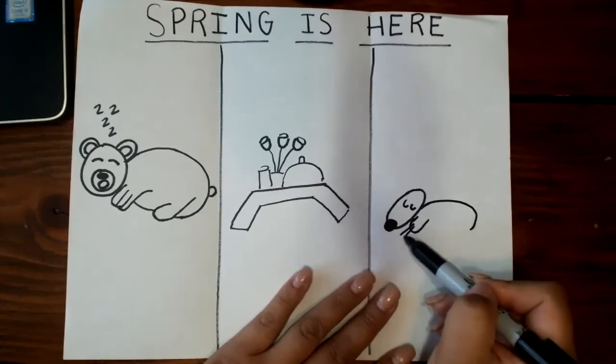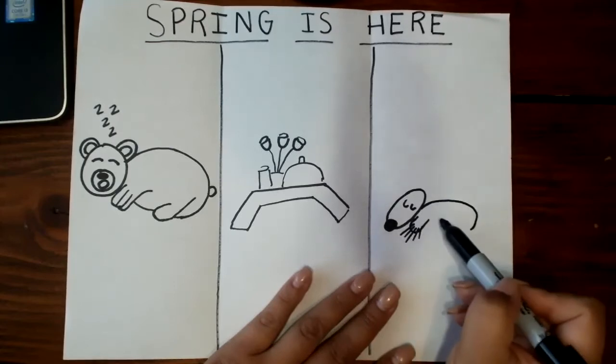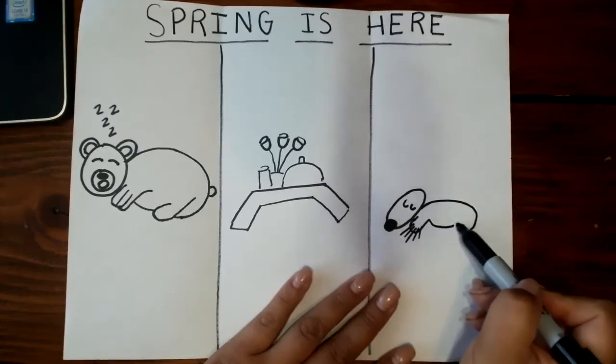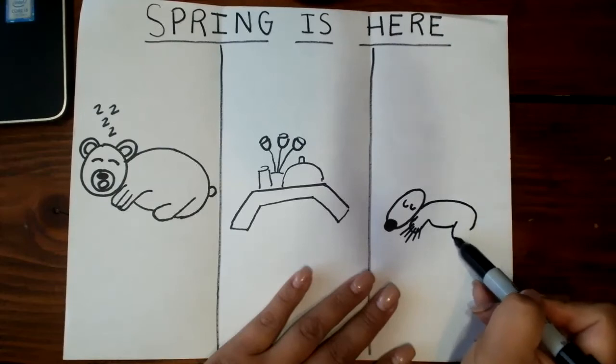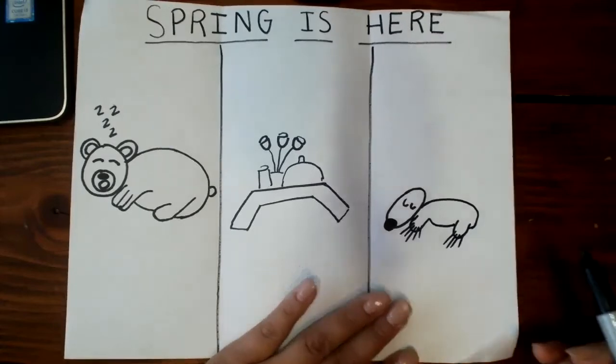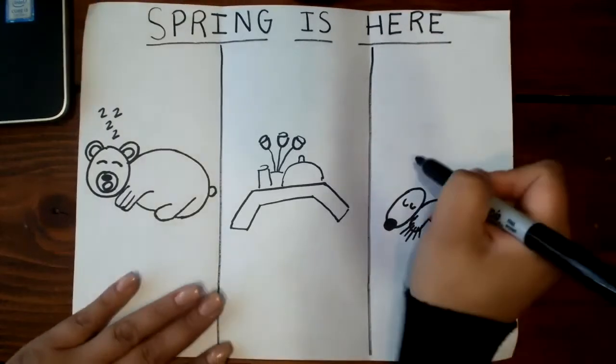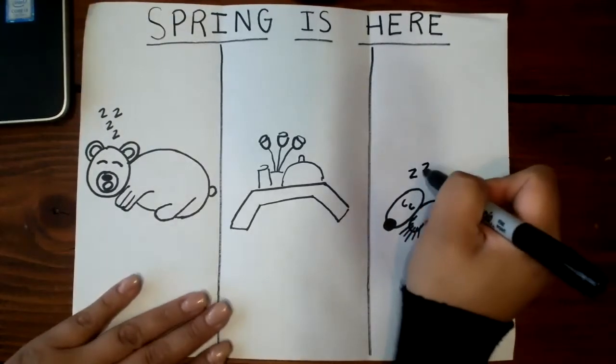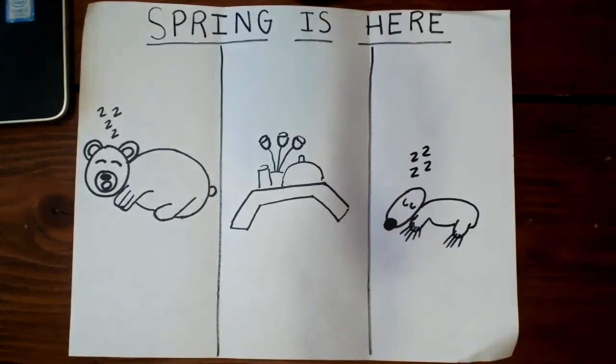And they have big, big, big paws. And then I'm gonna connect. I'm gonna make another letter U. And then again, big, big paws. There we go. And that's the sleeping mole. And then I'm gonna do the Z's again. There we go. All right, so I am done with the drawing. This time we can color.